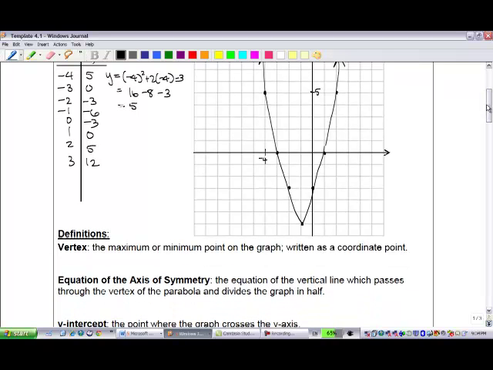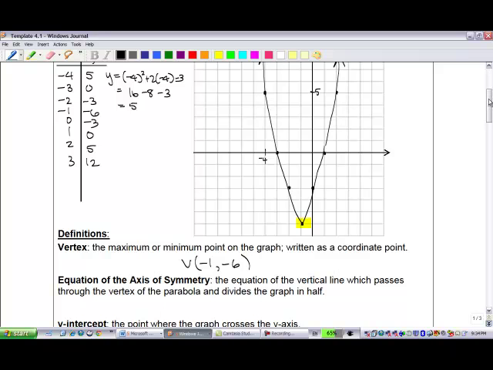So there's a couple of points of terminology that we need to talk about here. The vertex, first of all, the vertex is basically the maximum or minimum point on the graph, and it's written as a coordinate point. So right now the vertex is this coordinate right there. We have a vertex, I'm going to use V for that, and we saw already that that is at -1, -6, so as an ordered pair.